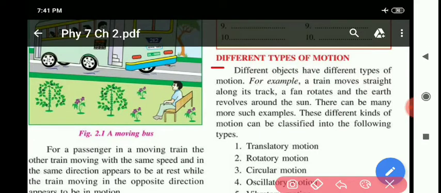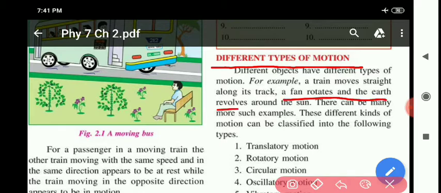What are the different types of motion? Different objects have different types of motion. For example, a train moves straight along its track. A fan rotates and the earth revolves around the sun. There can be many more such examples. These different kinds of motion can be classified into the following types.